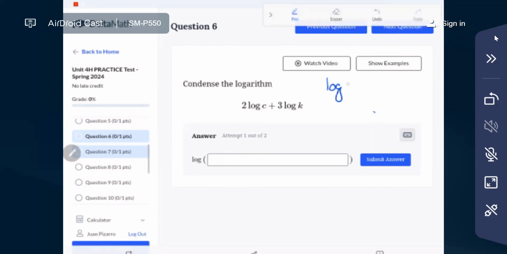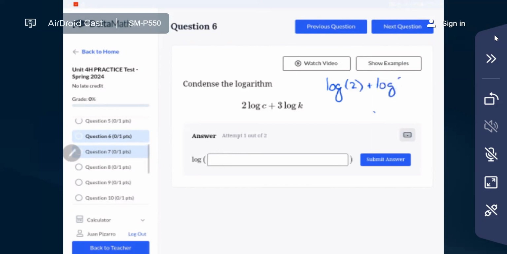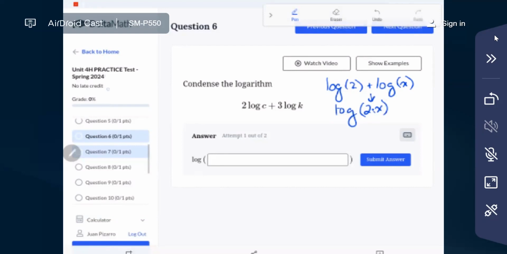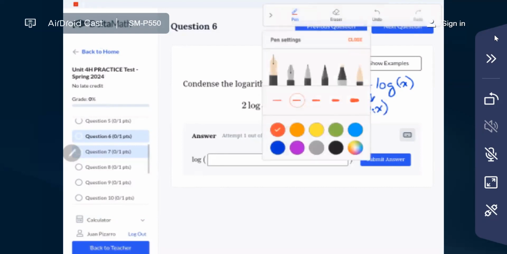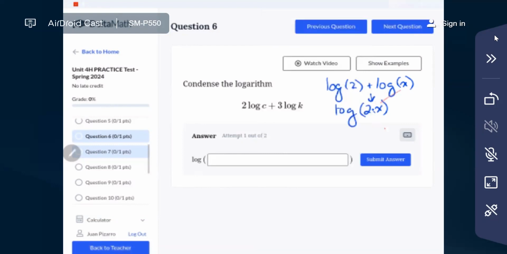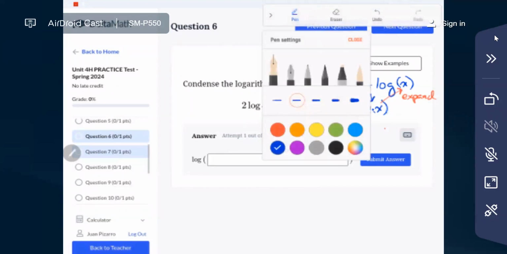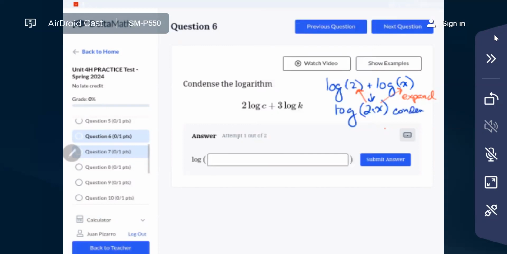If you have log of 2 plus log of x, addition turns into multiplication. So we have 2 times x when we condense them, and then we have log of 2x. If we were going in the opposite direction, we would expand it to look like this. This is expanding, and the other one is called condensing because we went from 2 logs to 1. So that would be the condensed log.